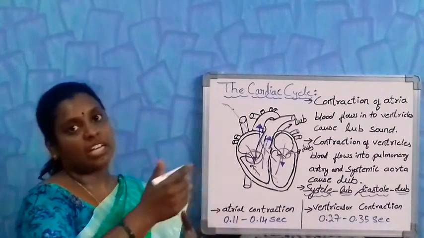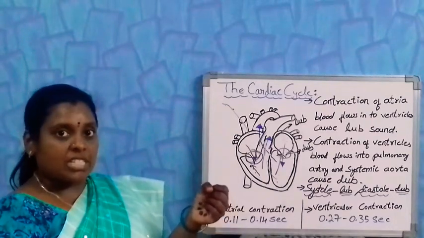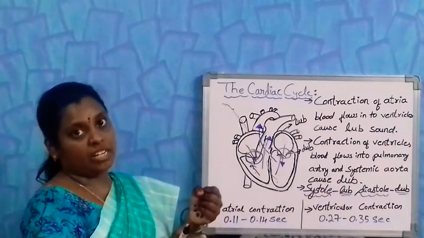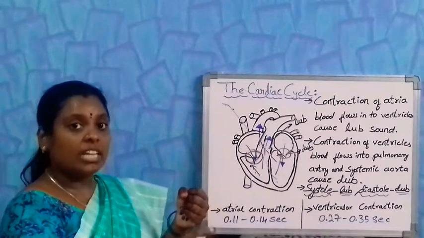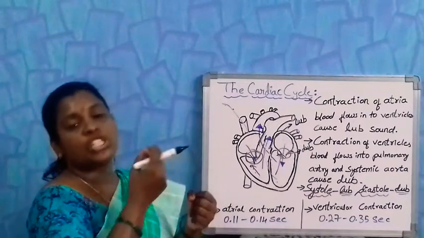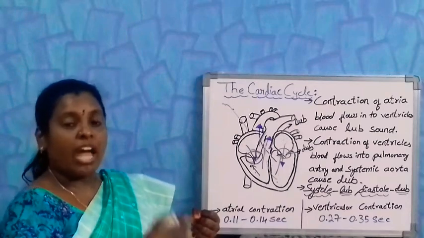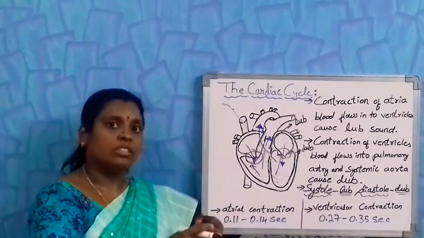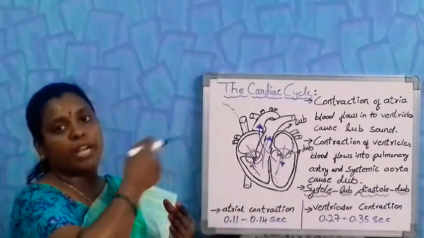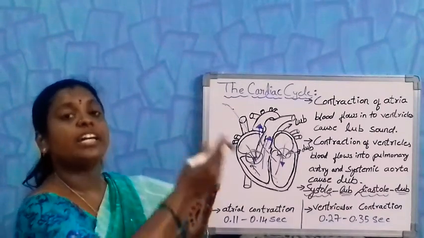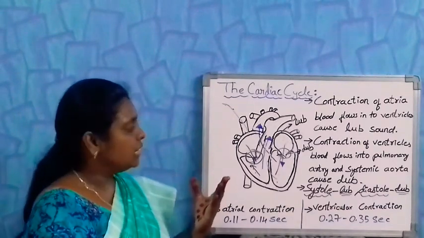When the auricles are in the contracted phase, the ventricles are in a relaxed state. It means it is not in the relaxed state. It is pushing the blood into the pulmonary and systemic aorta, and the walls are closed. Then the blood which is present in the auricles enters into the ventricles.